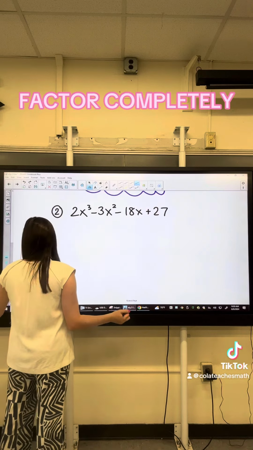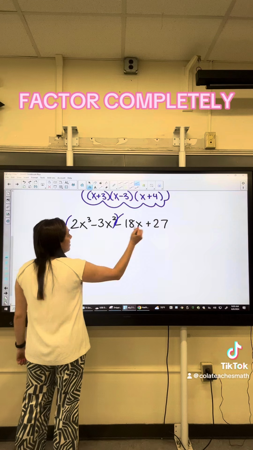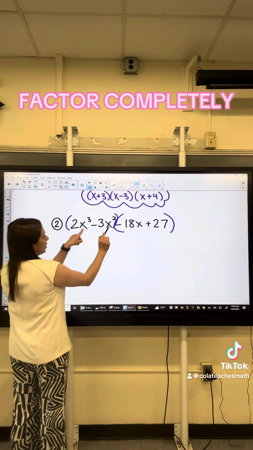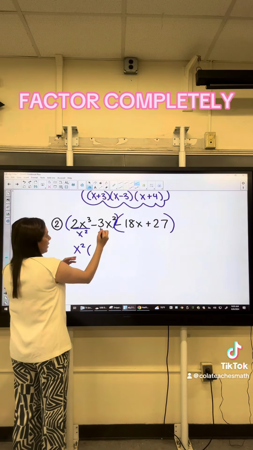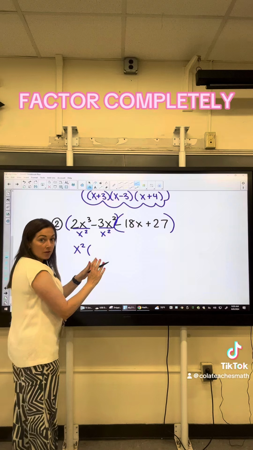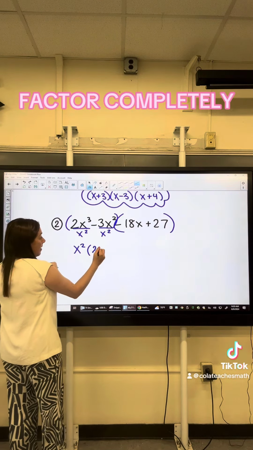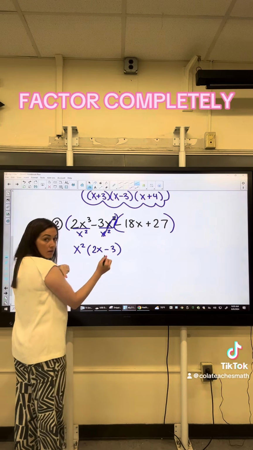Okay, number 2. These are all old Regents questions. Group them like me. Do the GCF. So this one, the GCF is x squared again. If you like to do this where you divide by the GCF to see what you're left with, do it. So now that's going to become 2x minus, those cancel, 3.